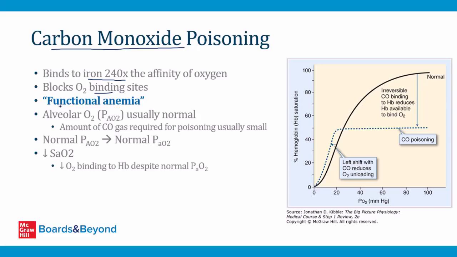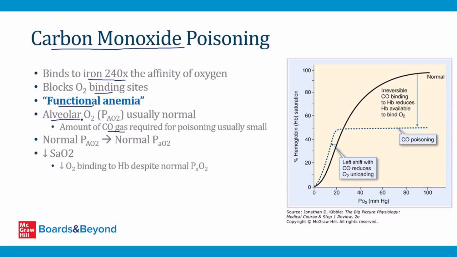This creates what's called a functional anemia. You can think about this like an anemia. It's just like you're taking away hemoglobin from the patient by filling up that hemoglobin with carbon monoxide so there's no room for oxygen. Now, the lungs are working properly in carbon monoxide poisoning. Even though they're inhaling this gas, the amount of carbon monoxide gas required for poisoning is very small. So mostly the lungs are inhaling the normal amounts of oxygen.